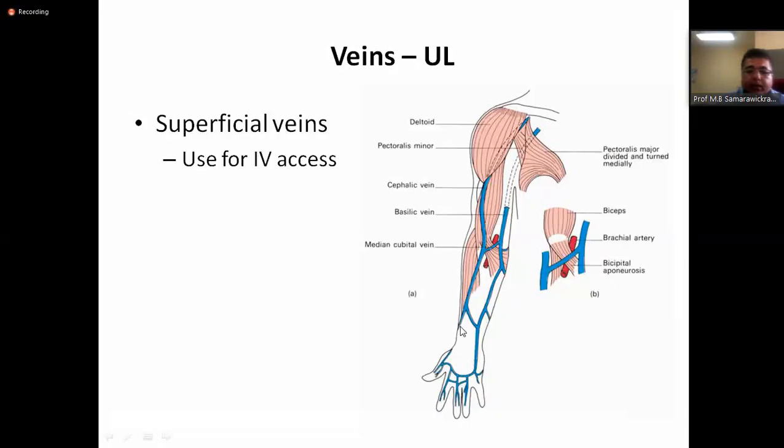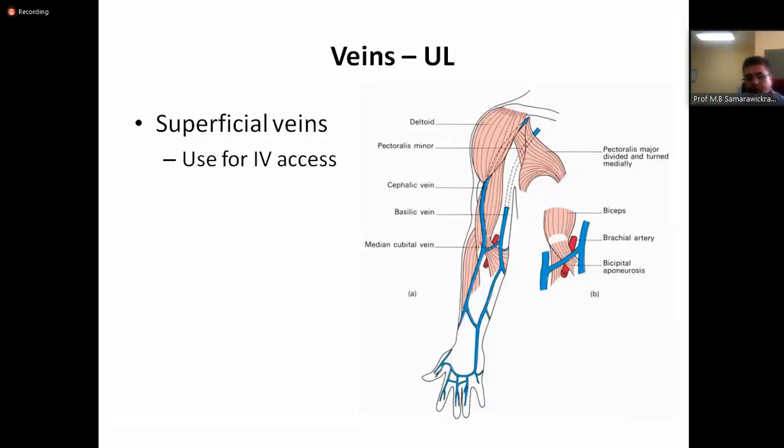Right. You can insert an IV cannula, and these two veins are joined together in the cubital fossa by the median cubital vein. This is the most common vein used to take blood for investigations because it's readily accessible even in obese people. Even though you can't see it, you can feel it, right?